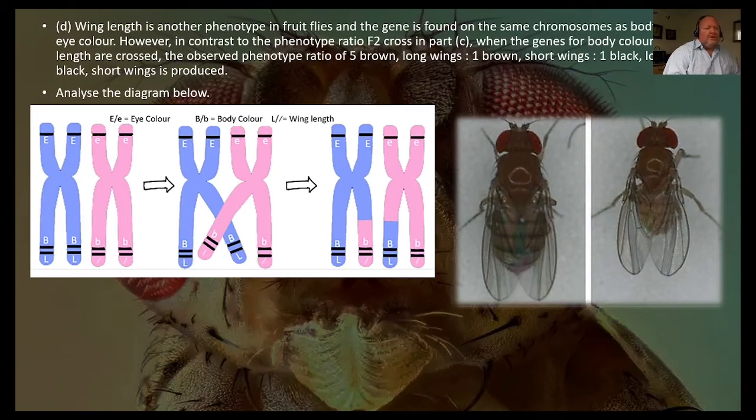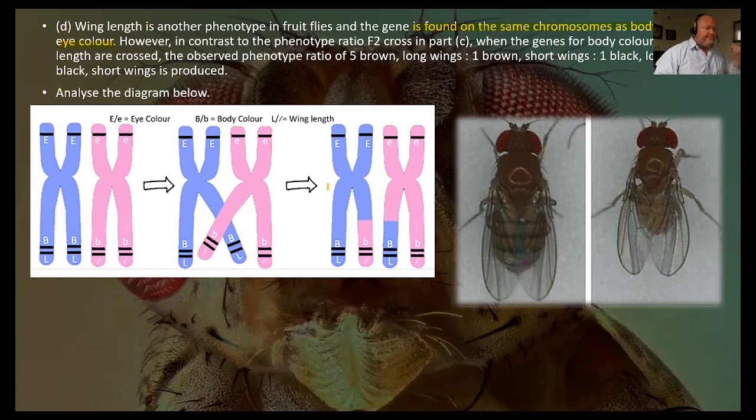Okay, so then we said wing length is another phenotype in the fruit fly. So you can see there, this one obviously has a much longer wingspan than its neighbor. So wing length is another phenotype in the fruit fly, and the gene is found on the same chromosome, this is interesting, as body color and eye color.